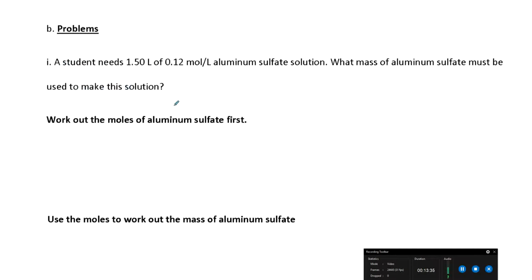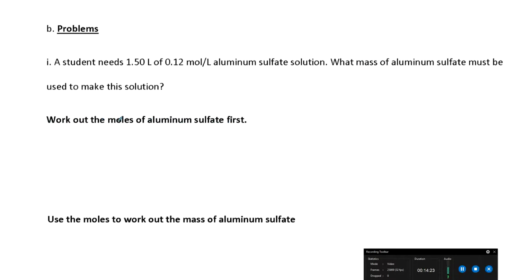So let's just do some examples so that you can see what it is I'm talking about. A student needs 1.5 liters of a 0.12 mole per liter aluminum sulfate solution. What mass of aluminum sulfate must be used to make this solution? So this is a more realistic type of calculation because if you're preparing a solution in the lab, knowing the number of moles doesn't help you prepare the solution. You need to know the number of grams so that you can actually weigh that substance out on a scale and prepare your solution. So more often than not, you will need to at some point figure out this mass.